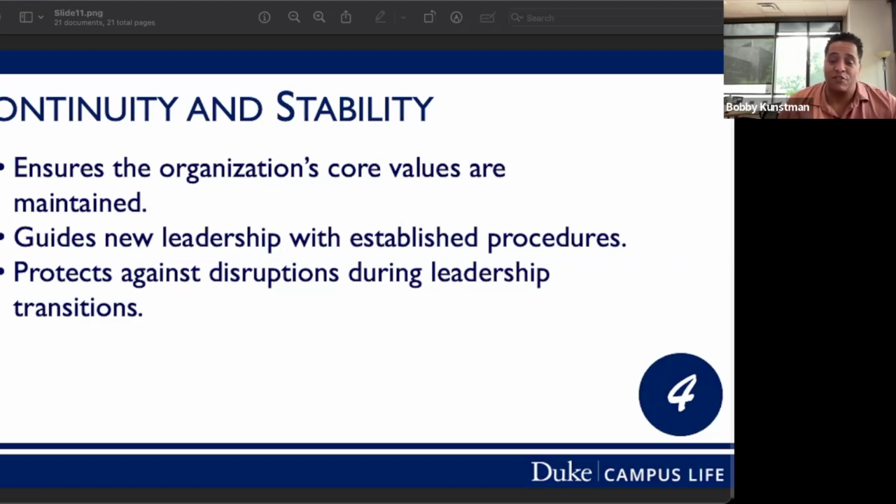The constitution establishes procedures to help guide new leaders in ensuring that their transitions are smooth. It helps new leaders understand what their roles and responsibilities are, and it helps the organization remain stable, even though the leadership continues to change. The advantage of this is it protects the organization from the disruptions that happen during leadership transitions and helps keep the organization on course and continue to grow.